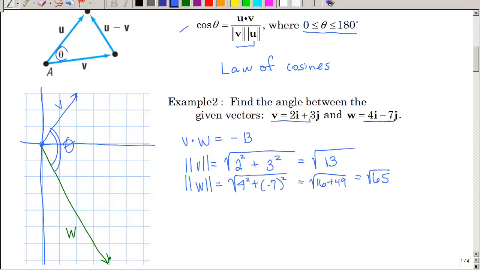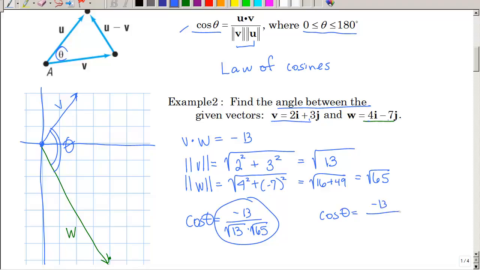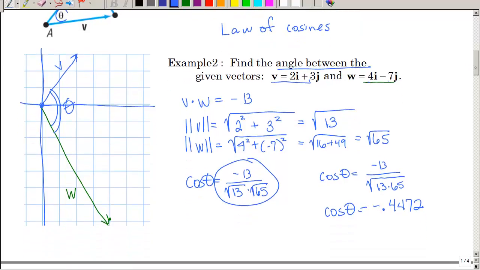Alright, so now I want to find the angle between the given vectors, theta. So let's start out with the cosine of theta is the dot product divided by the magnitude of v multiplied by the magnitude of w. Now you want to be careful punching that into the calculator. This is negative 13 divided by the square root of 13 times 65. The cosine of theta is approximately, punching that into the calculator, negative 0.4472.